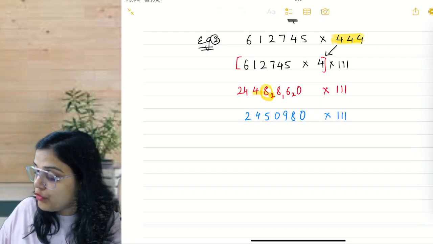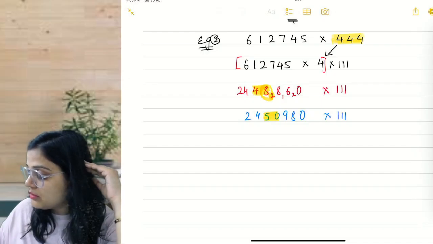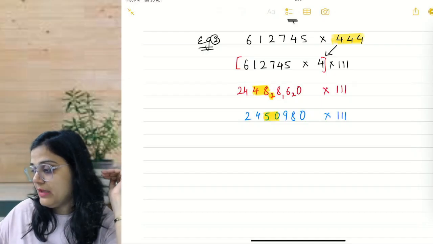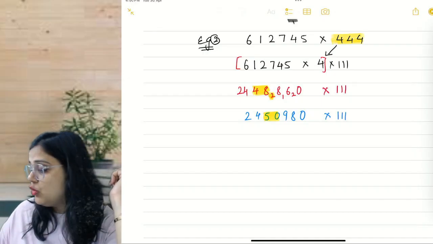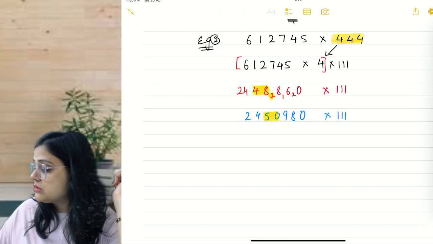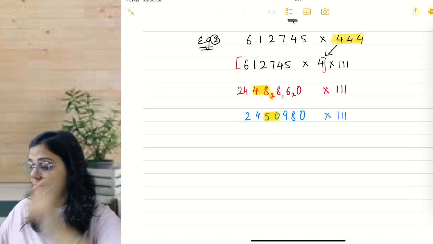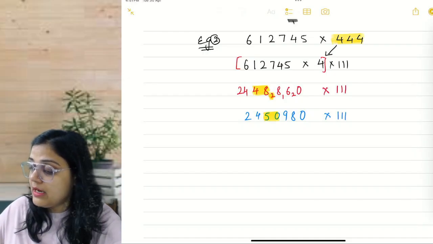I have added 48 and 2. That will become 50. So I have added 48 and 2. That will become, just a minute, that will become 50. 48 plus 2 will become 50. Alright. I hope this is clear to you. So this is my first step that is done. This was rearrangement.